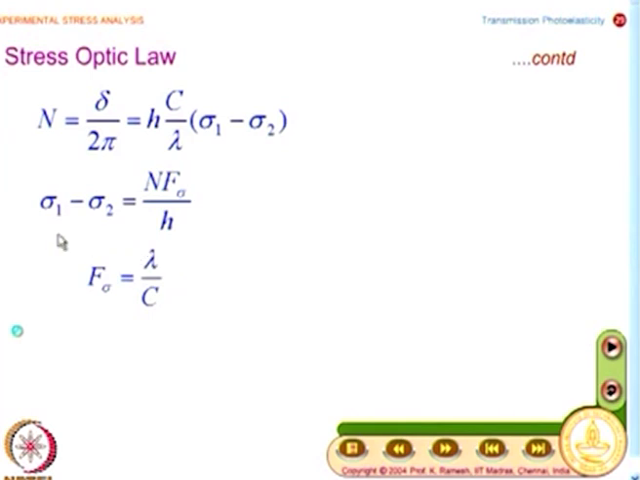And mind you, this is a very famous relation in photoelasticity: sigma 1 minus sigma 2 equal to N f sigma by h. It is a very famous relation, and if you know only this expression, it is not sufficient, it is misleading. That is why I put immediately f sigma equal to lambda by c, because if you look at the basic equation, and you bundle some of those quantities into a new symbol, there is a chance that you may misinterpret where the wavelength comes in the expression.